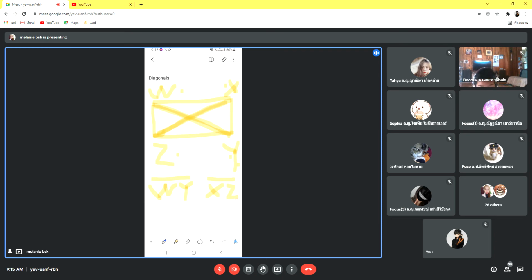Two line segments whose endpoints are on the opposite. This point is the opposite of this point, and this point is the opposite of this point. So how are you going to get the name? We start with W and then go to Y, and then X and Z. We get the name of the diagonal by starting from the top, going to the bottom. Can you follow? One more.